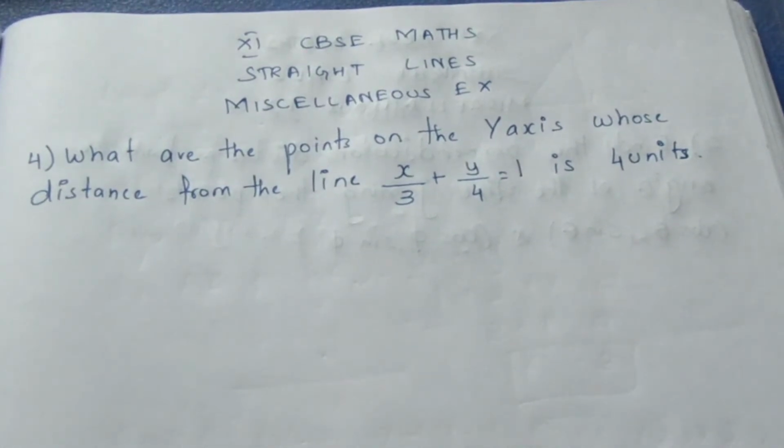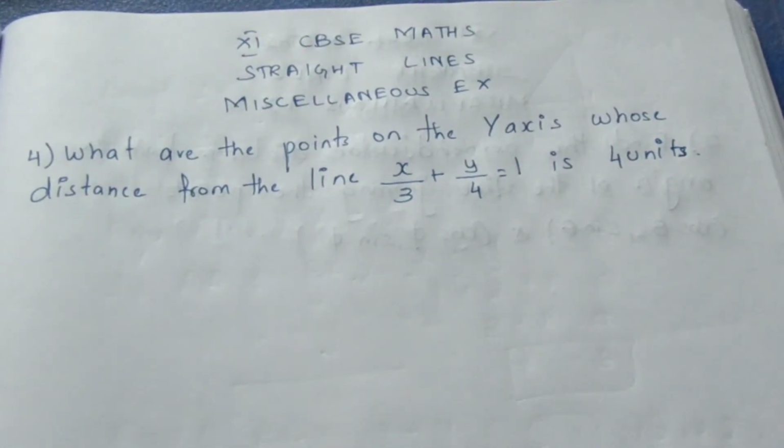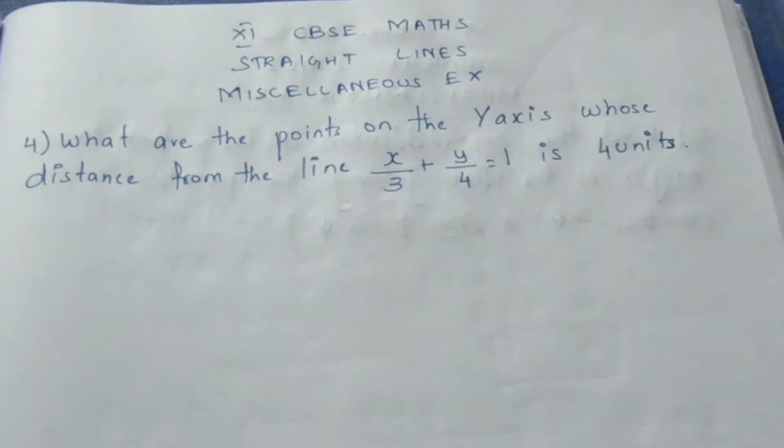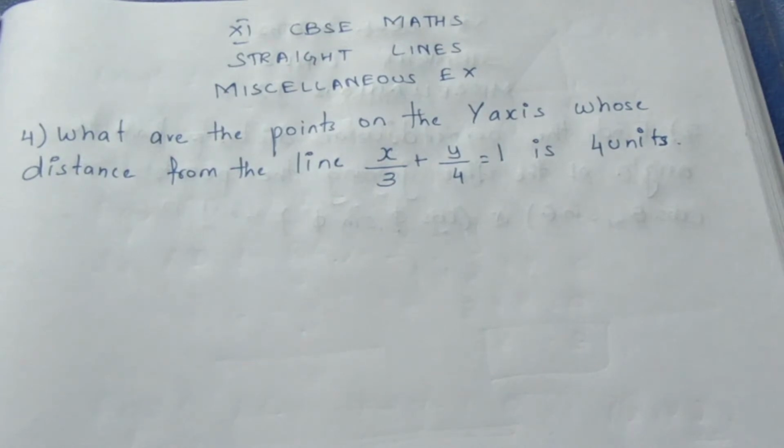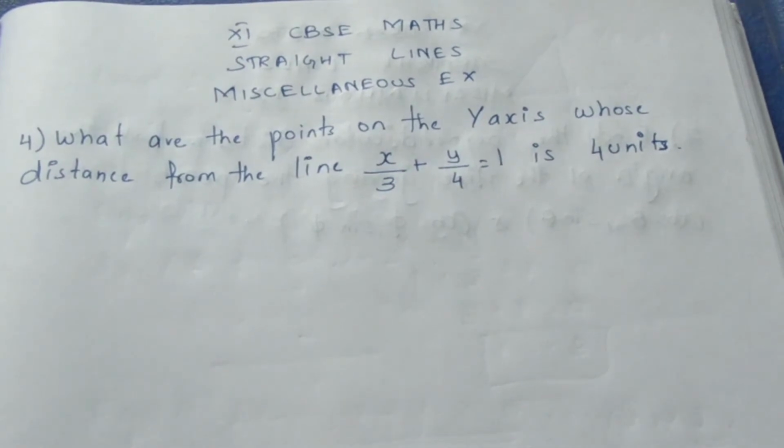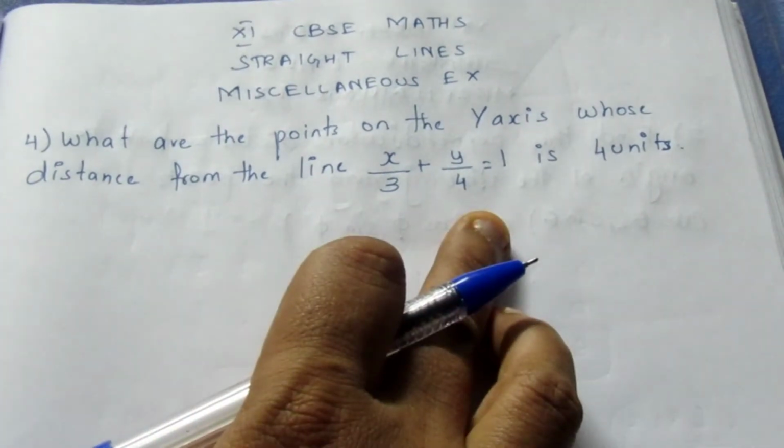Today we are going to see 11 CBSE Maths Straight Lines Miscellaneous Exercise question number 4. Let's see the question. What are the points on the x-axis whose distance from the line x by 3 plus y by 4 equal to 1 is 4 units? So they have given the distance. They are asking us to find the point on the y-axis and they have given the equation of the line.